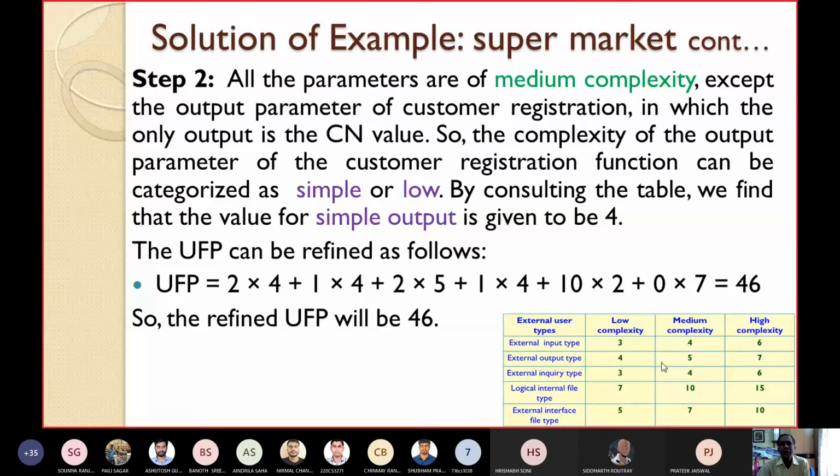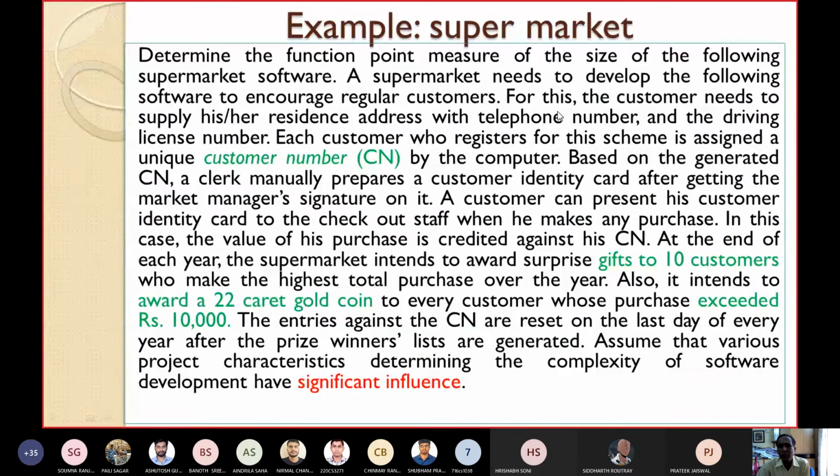But you see, there are 3 output parameters, and 2 are medium. If you look closely, except the output parameter of customer registration, in the problem description there will be a customer registration module. It will receive fields like address, telephone number and the driving license number. What will it generate? Customer number, an identification number. Just like when you were admitted to your institute, you gave your details, your name, address, phone number, etc. What the software gave you was a roll number.